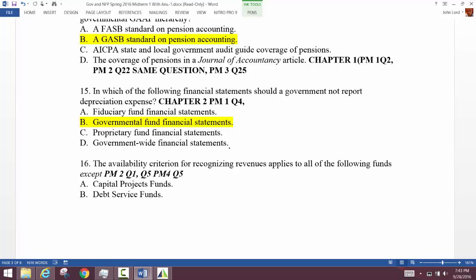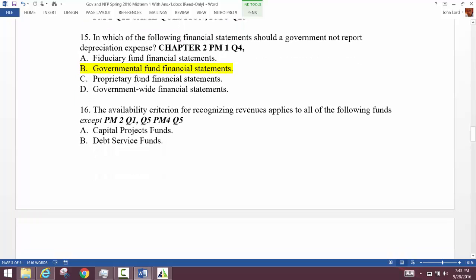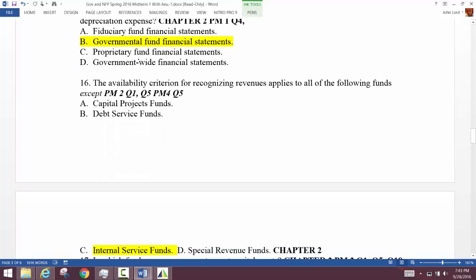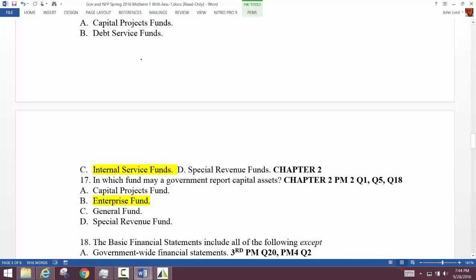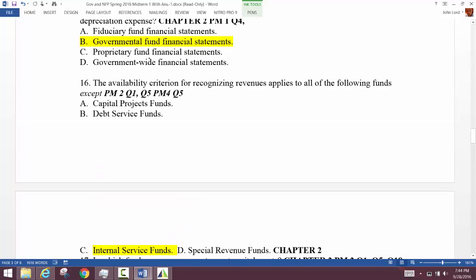Okay, good. Number 16, the availability criterion for revenue recognition applies to all of the following except: the answer is internal service fund, because the internal service fund is a full accrual accounting fund type, so we are not going to apply it. Now I forgot what the question was. The availability criterion, right? Availability gets to that 60 days.